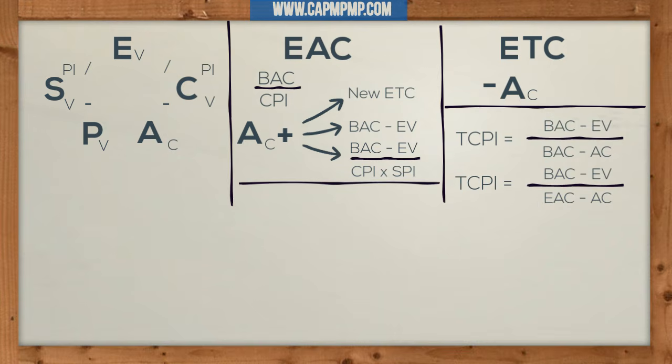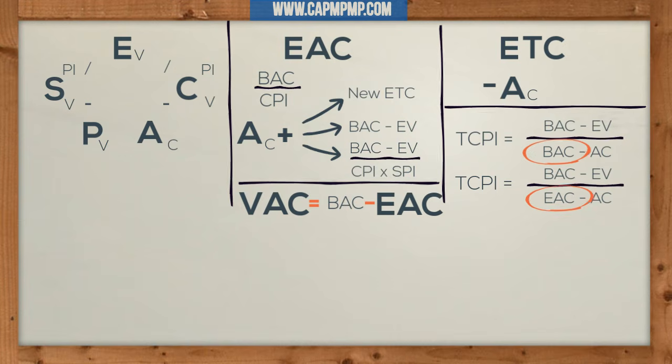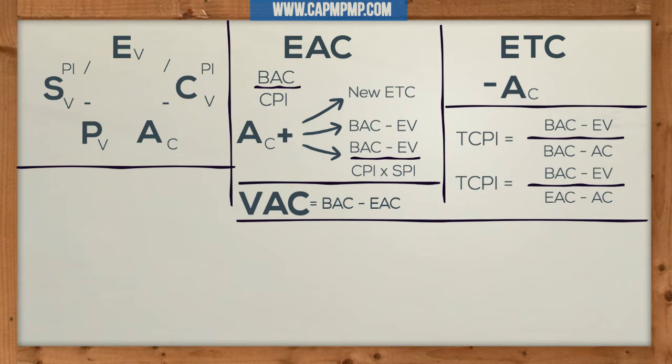The variance at completion equals budget at completion minus the estimate at completion. That are the last things we added here on the right. We're finally done with all the earned value management formulas. Let's go to the estimates.